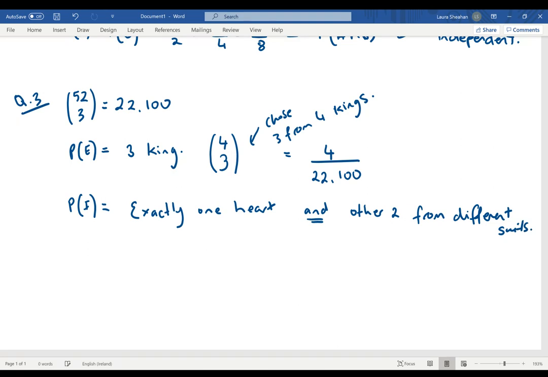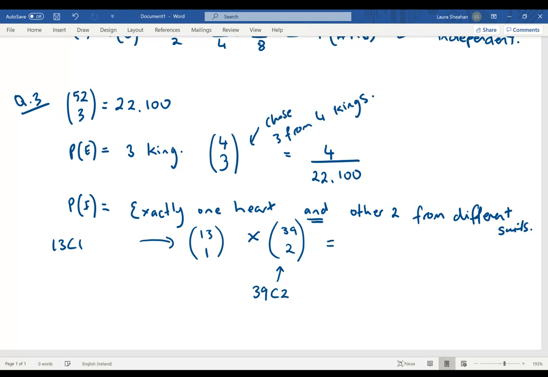Okay, so exactly 1 heart, I have 13 hearts in total. I'm choosing 1. If you're putting that into your calculator, it'll be 13 choose 1. And "and" is multiply. There are 39 other cards that are not hearts. If I take the 13 out of the 52, there are 39 other cards, and I have to choose any 2 of them, because my only criteria here is that exactly 1 is a heart. The other 2 can be anything else. So any 2 from the other 39. Again, in a calculator, it's going to be 39 choose 2.